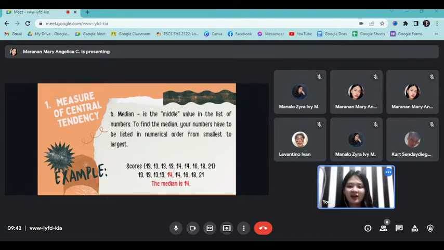So median. Median is the middle value in the list of numbers. To find the median, your numbers have to be listed in numerical order from smallest to largest. So in short, it refers to the middle value when it is in ascending order. Example, it is the same example dataset as earlier. So, it contains nine data items, the fifth of which is the middle one. As a result, the fifth one is 14, which serves as the median.